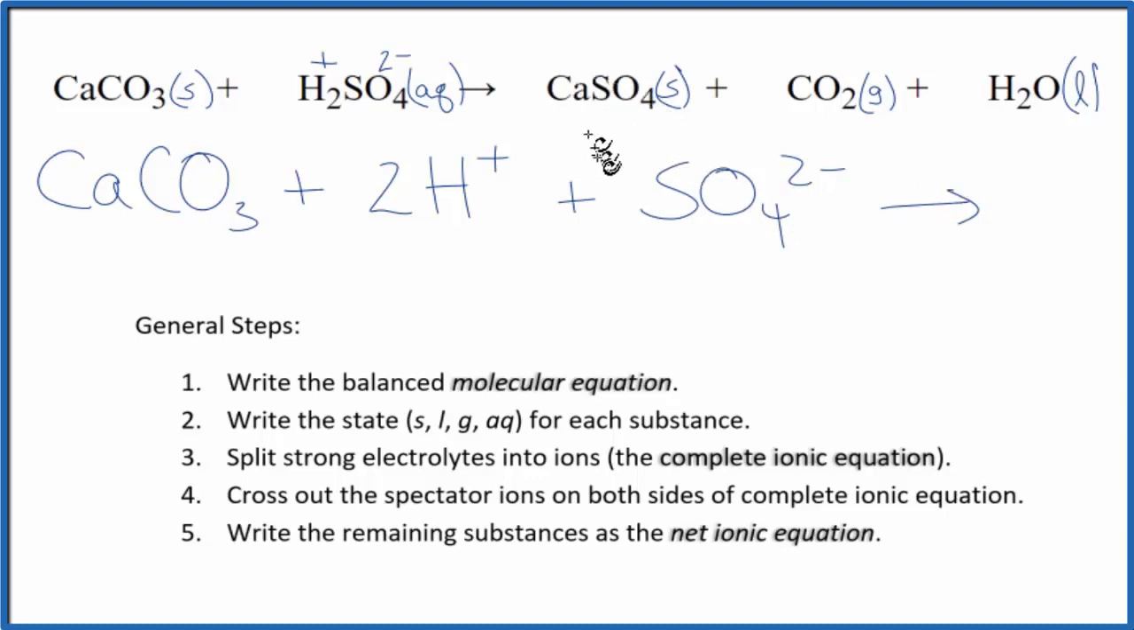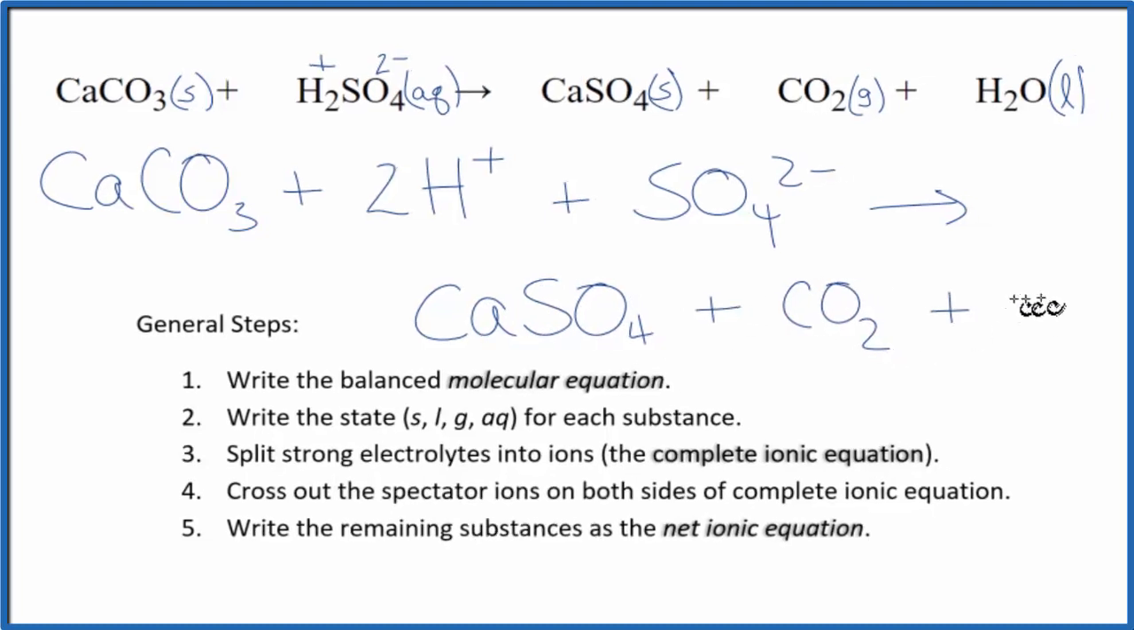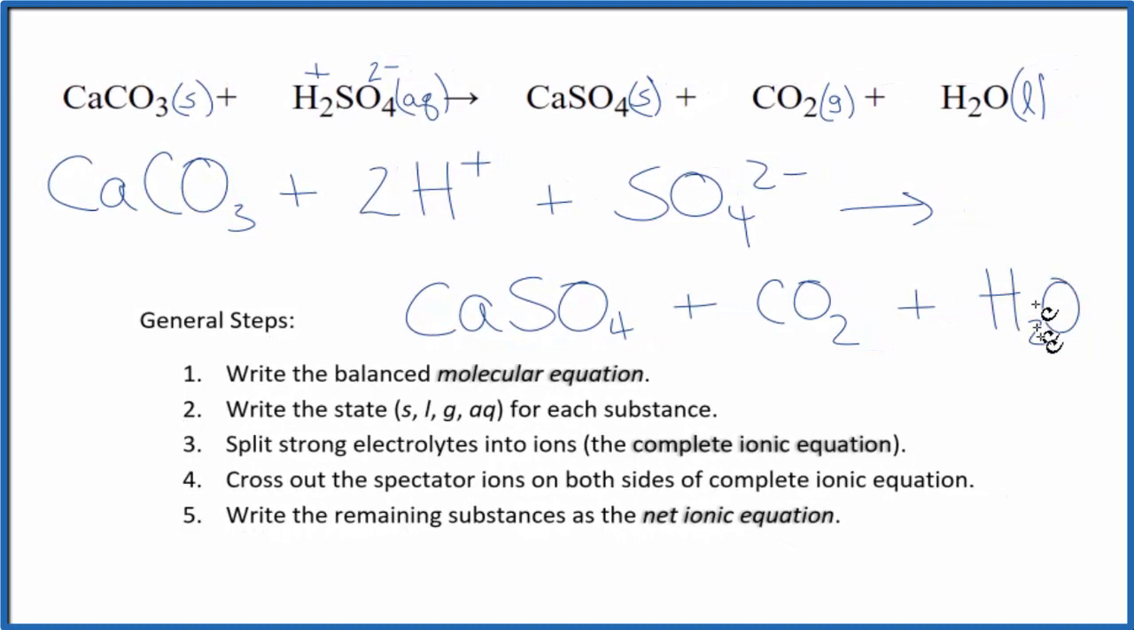For the products, we have calcium sulfate. Again, this is a solid here. So for solids, CaSO4, we don't split those apart. We don't split gases apart either, or liquids. None of those things split apart. It's only the strong electrolytes, things with aqueous after it. So this is the total or complete ionic equation.